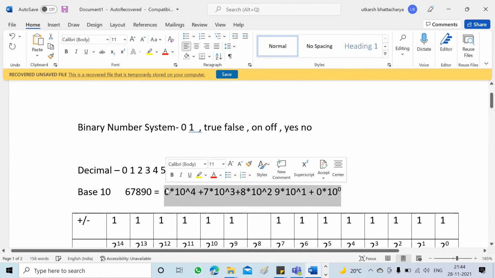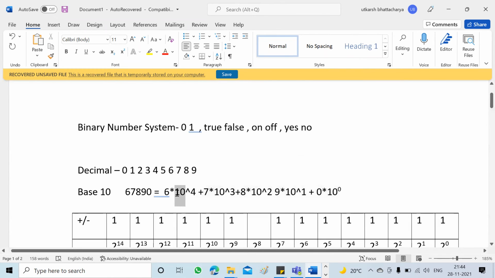This is how that number is formed using the base of 10. The entire decimal system works on the base of 10. Everyone understood this one? This is called the base.